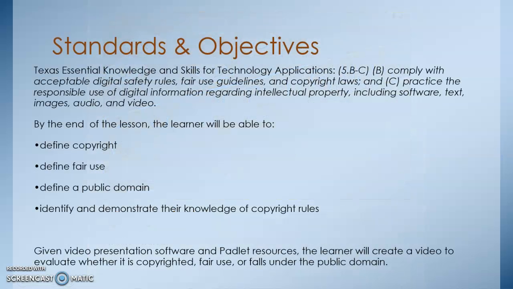Here are the standards and objectives that we will be going over. Under the Texas Essential Knowledge and Skills for Technology Applications, we are going to be looking at 5B through C, which state we are going to comply with acceptable digital safety rules, fair use guidelines, and copyright laws, as well as practice the responsible use of digital information regarding intellectual property, including software, text, image, audio, and video.